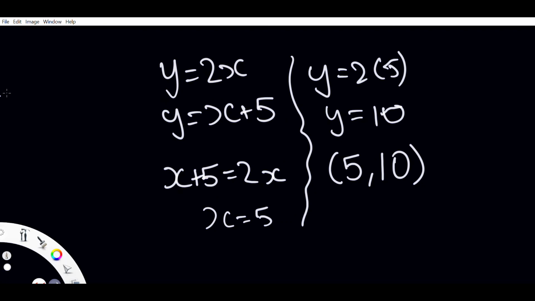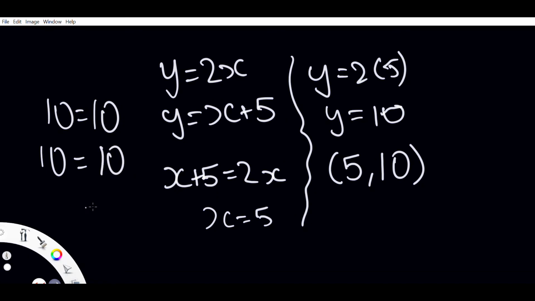So now we can check. So y is equal to 10 is equal to 2 into 5, which is also 10. And 10 is equal to 5 plus 5, which is also true since 5 plus 5 is 10. So now that we have that these two values are true, we can conclude that 5, 10 is the correct value, or correct ordered pair. So now let's solve a few more problems.